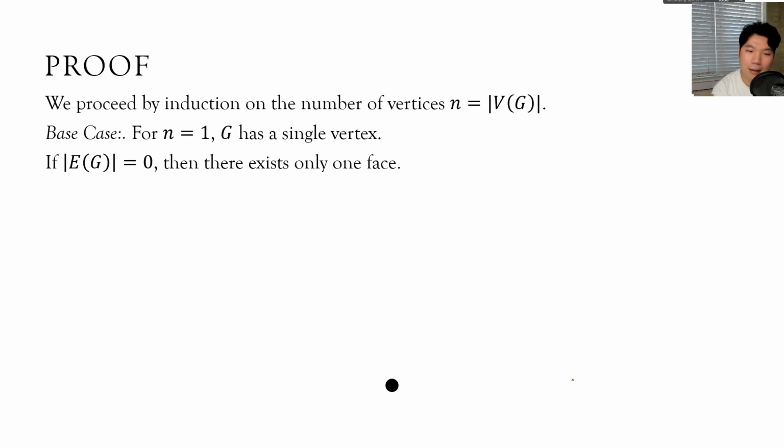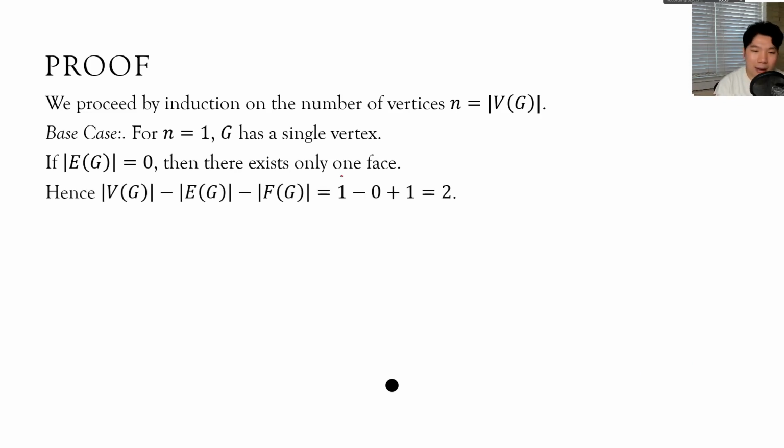That tells me, hence, that the number of vertices minus the number of edges plus the number of faces, that's my mistake, is equal to 1 minus 0 plus 1 equals 2. So again, I had one vertex minus my 0 edges plus the single face that I have on this graph, like here. So clearly 1 minus 0 plus 1, I get 2. Thus, for the base case, we're done.